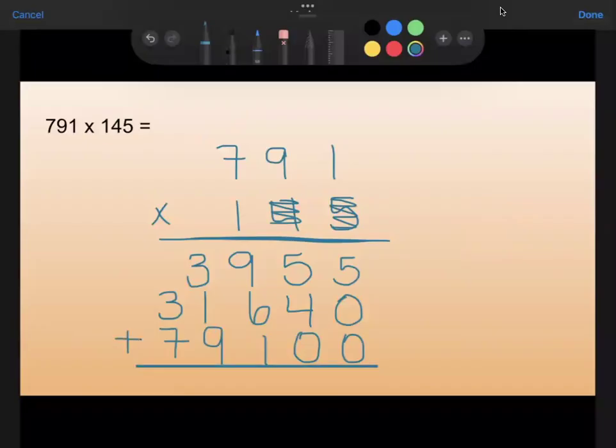Okay, time to add them all up. We get 5 here, 9 here. Ooh, 9 plus 6 plus 1 is 16. Then 3 plus 9 is 12, and 2 more would be 14. And then that should be 11. So your final answer to this one should be 114,695.